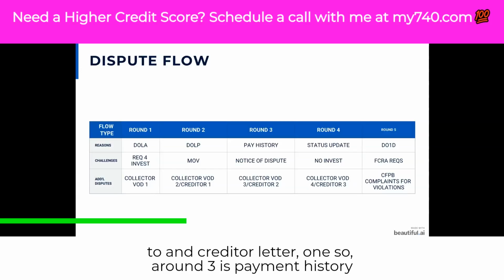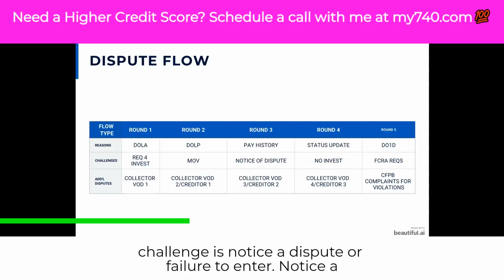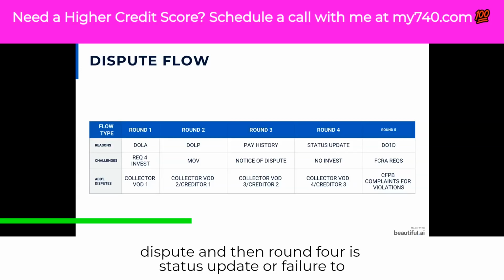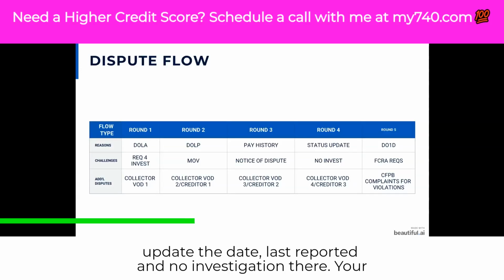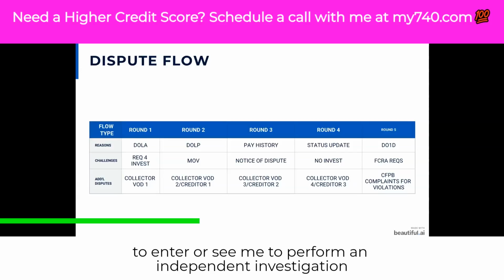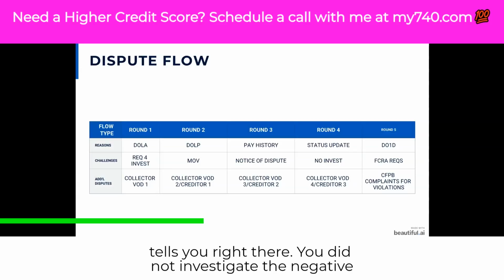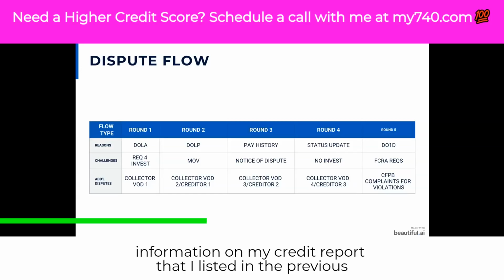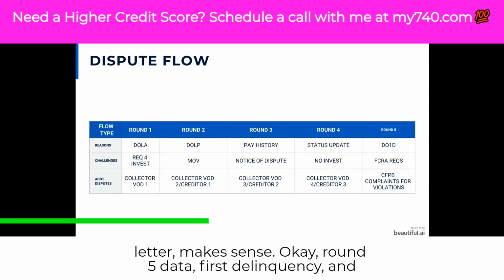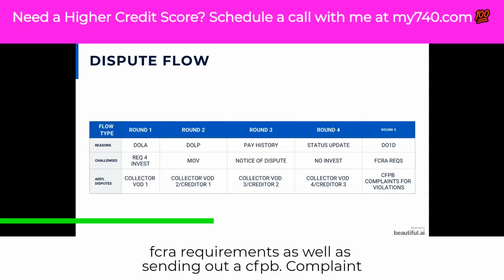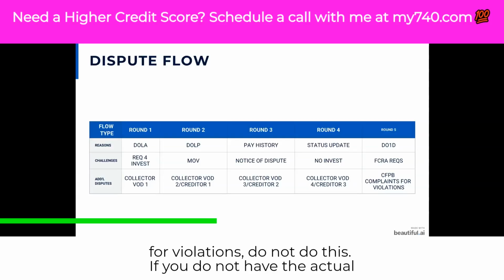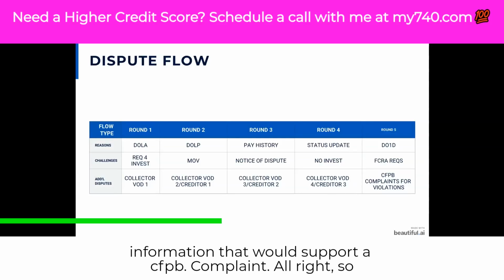So round 3 is payment history, challenge is notice of dispute or failure to enter notice of dispute, and then round 4 is status update or failure to update the date last reported and no investigation. Their failure to enter, or to perform an independent investigation, because obviously they did not update the date last reported, which tells you right there, you did not investigate the negative information on my credit report that I listed in my previous letter. Make sense? Okay. Round 5, date of first delinquency and FCRA requirements, as well as sending out a CFPB complaint for violations. Do not do this if you do not have the actual information that would support a CFPB complaint.